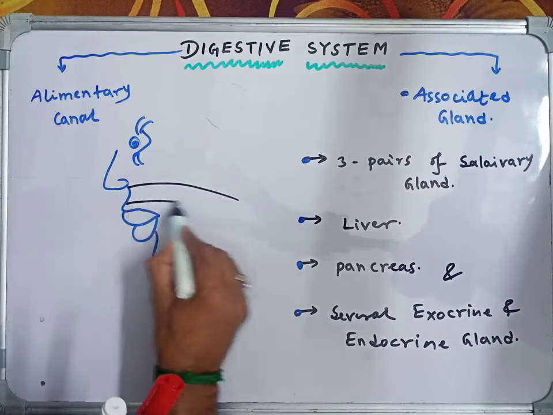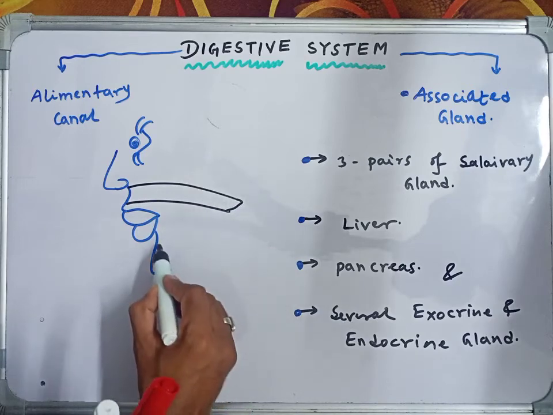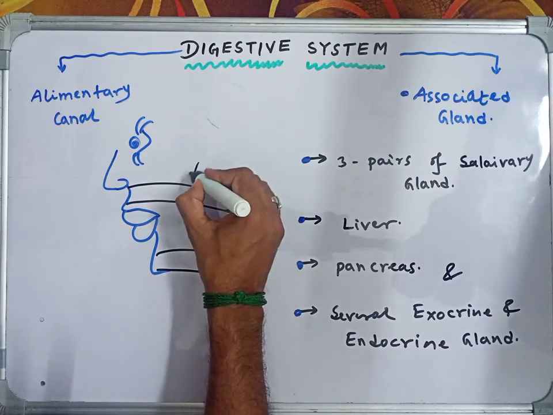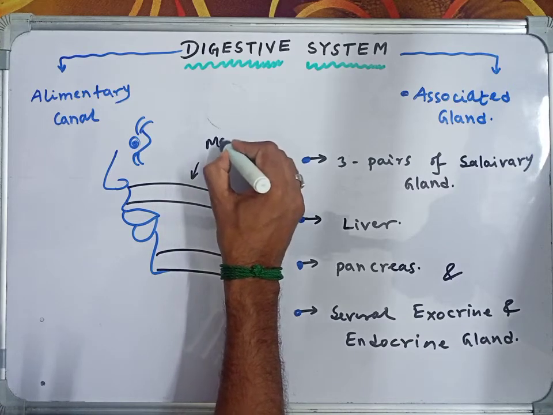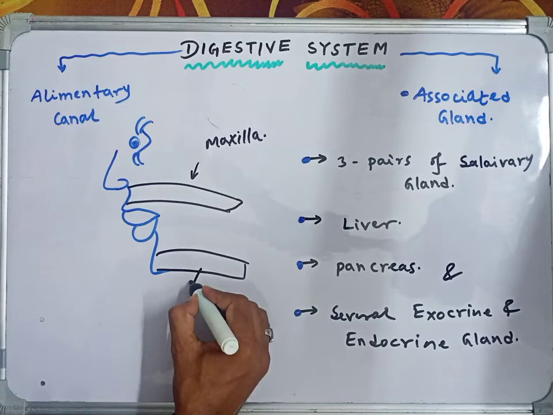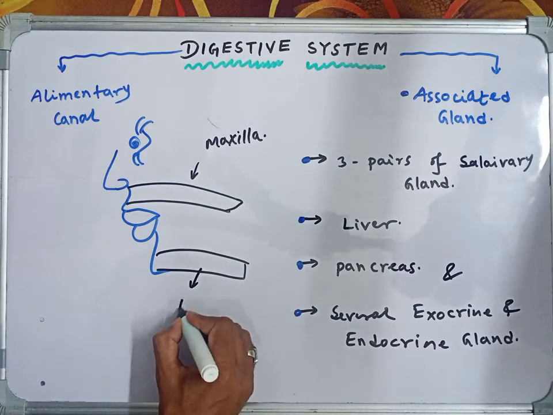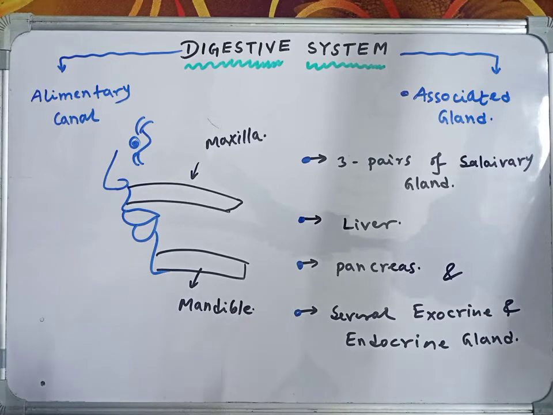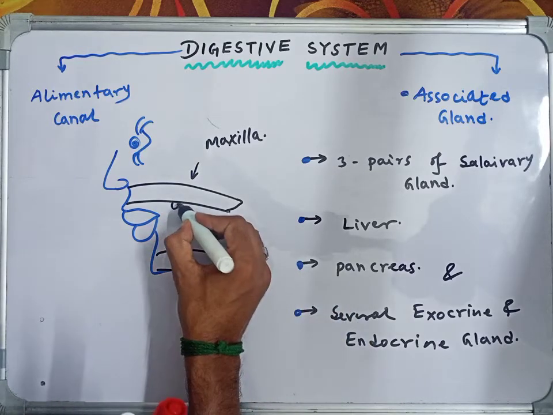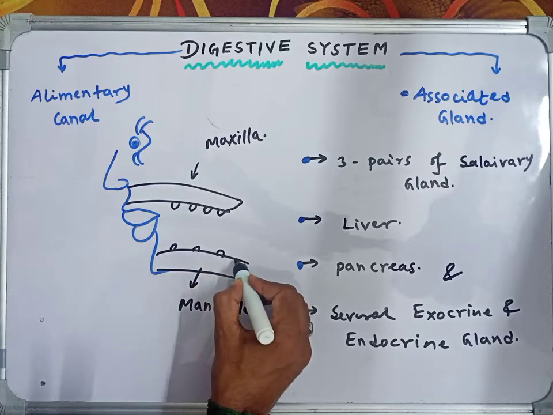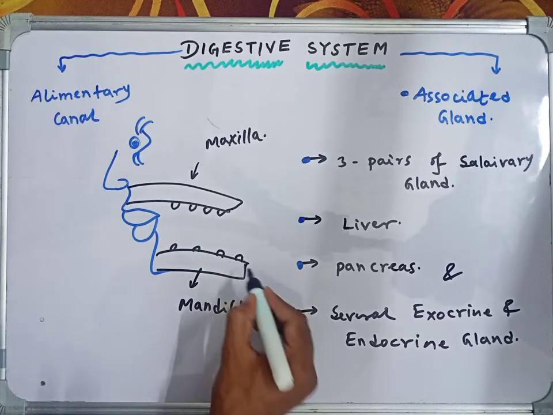The mouth contains two jaws, that is the upper jaw as well as the lower jaw, and the upper jaw is called maxilla, and the lower jaw of the mouth is called mandible, right? And both of these jaws contain teeth, you know very well. I just draw roughly the teeth.